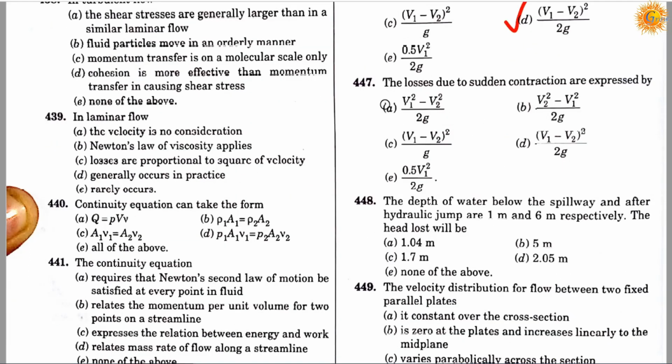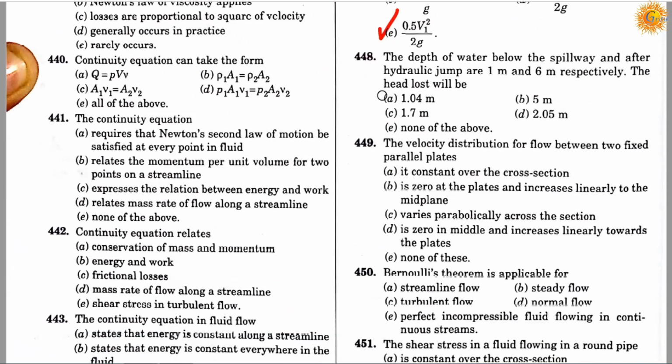Question number 447. The losses due to sudden contraction are expressed by option A, v1 square minus v2 square divided by 2g, option B, v2 square minus v1 square divided by 2g, and option C is v1 minus v2 whole square divided by g, and option D is v1 minus v2 whole square divided by 2g, and option E is 0.5 v1 square divided by 2g. So correct answer is E, it will be 0.5 v1 square divided by 2g.